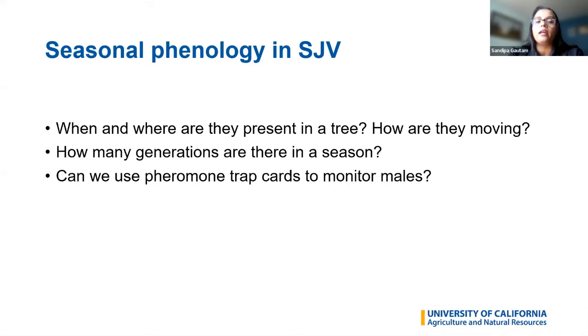So some questions that we want to answer with research studies is when and where are they present in a tree? And how are they moving within the tree canopy? Are they moving up? Are they moving inwards or outwards? And how are they moving during different times of the year? And how many generations are there in a season? And another question we want to answer is, can we use pheromone traps to monitor males? And how can all that information be tied to understanding how many generations are there in the tree in a year, and how are those generations laid out with the citrus growing season.